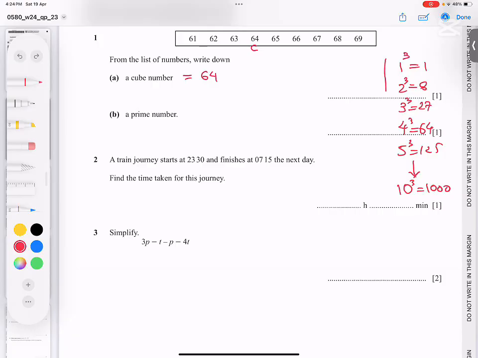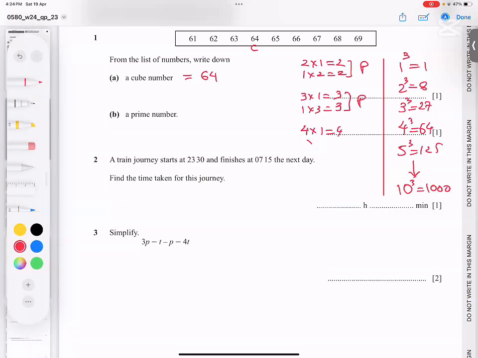A prime number. What is the definition of prime number? I'm telling extra knowledge here: prime number and composite number. So what is a prime number? Check it here carefully. 2 ones are 2, and 1 twos are 2. We can't get 2 any other way, so 2 is a prime number. 3 ones are 3, and 1 threes are 3. I cannot get 3 any other way, so 3 is a prime number. 4 ones are 4, and 1 fours are 4, but we have 2 twos are 4 as well available. So this is not a prime number. This is called a composite number.